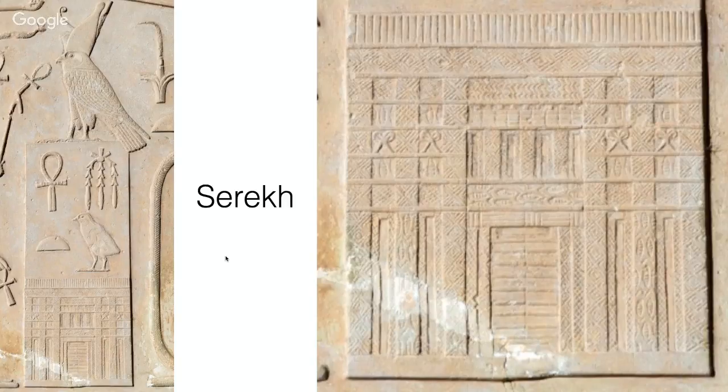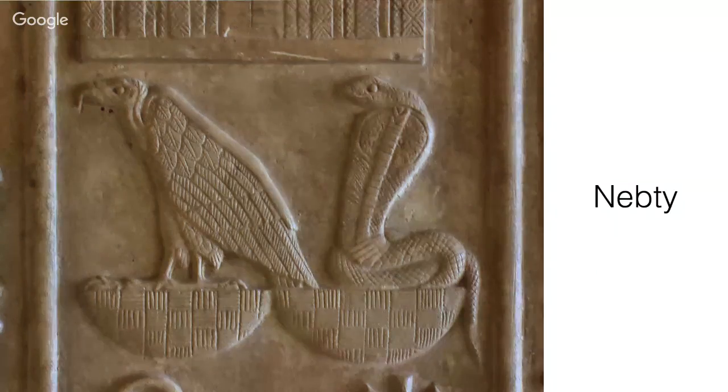Okay, so next we have the Nebti name. Now, the Nebti name is indicated by a vulture and a cobra. All right. And they are perched on top of a basket. And the basket itself is a glyph that stands for the word Neb, which means Lord or owner or possessor. And so we have two, and they're feminine. So this name is known as the two ladies.